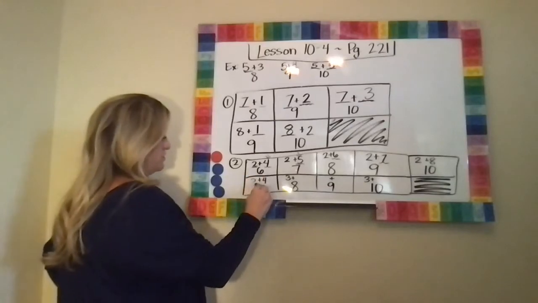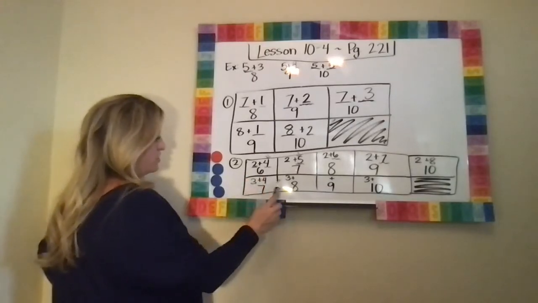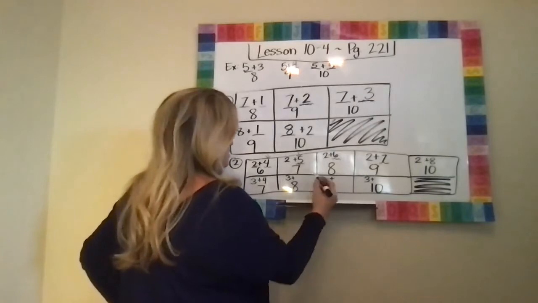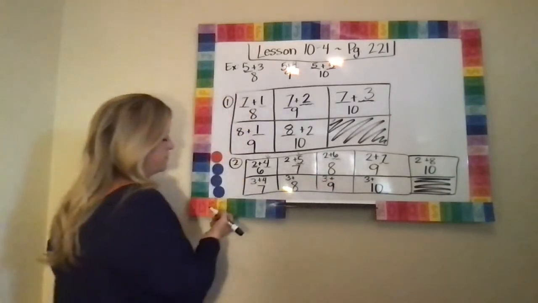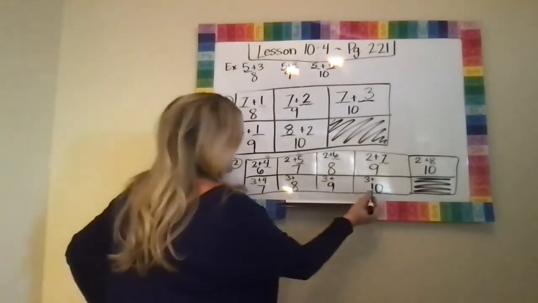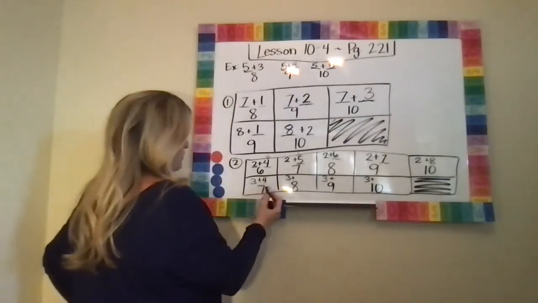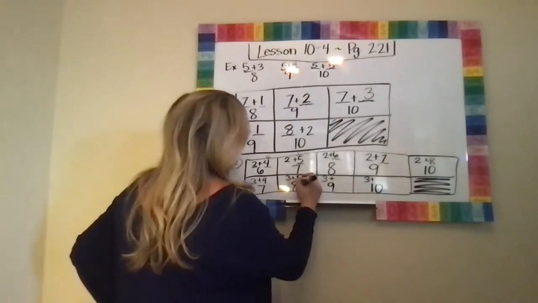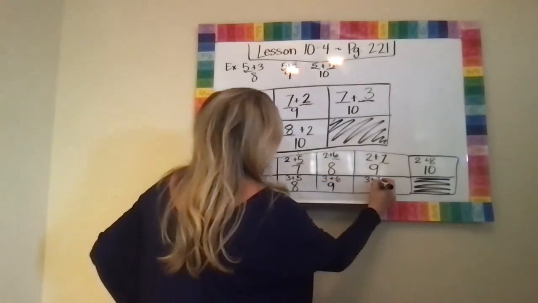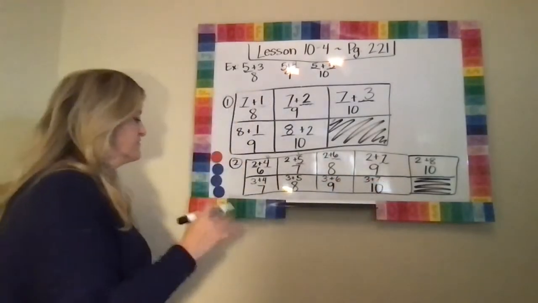So 2, this would be a 3. Let's just check. Oh, 3, 3. So I'm going to fill in a 3 here. Now, as I move along, my second addend is going to grow by 1: 4, 5, 6, 7. Let's just see if I'm right.